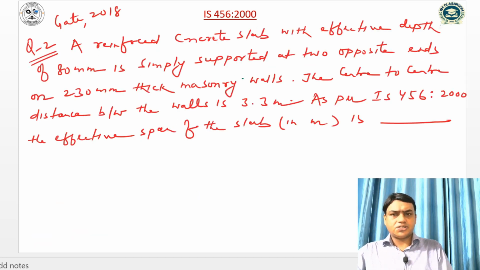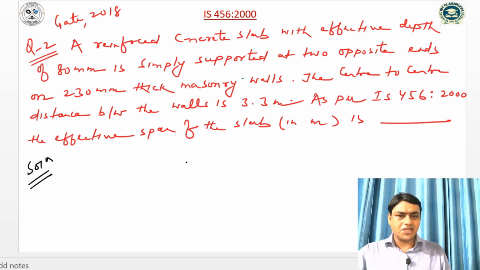Let us take another question. A reinforced concrete slab with an effective depth of 80 mm is simply supported at two opposite ends on 230 mm thick masonry walls. The center to center distance between the walls is 3.3 meter. As per IS 456-2000, what is the effective span of the slab? Once again we have to compute the effective span of the slab, but one thing we have to remember is that the effective span for a simply supported beam is the clear span plus width of the support or clear span plus effective depth of the beam, whichever is less.